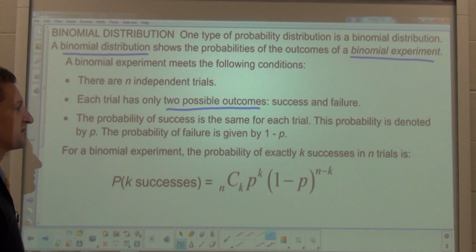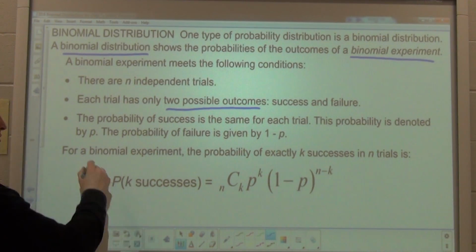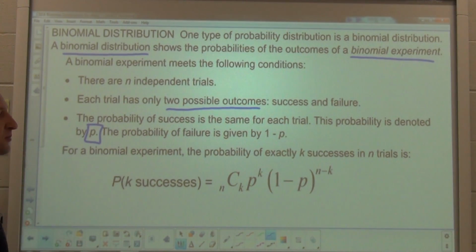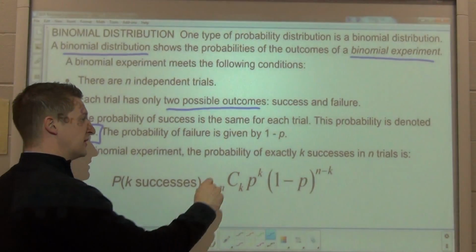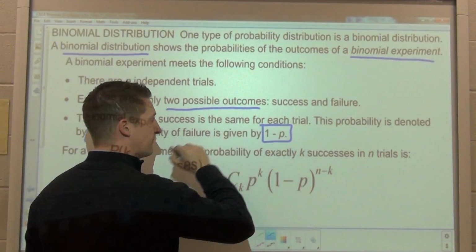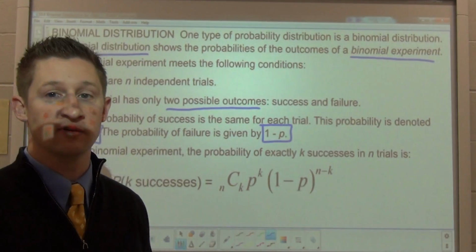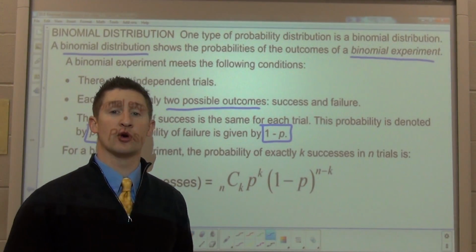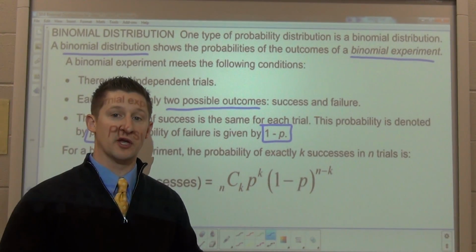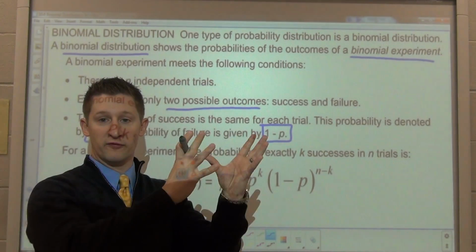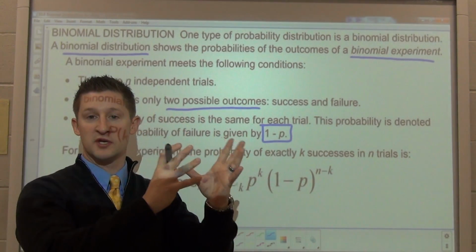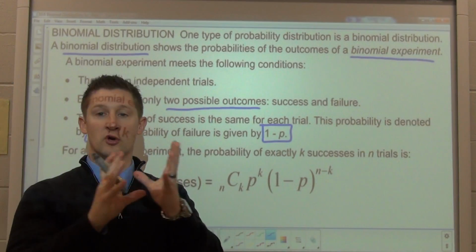Now, the probability of success is the same for each trial. This probability is denoted by p, and then the probability of failure would be the complement to that, which would be 1 minus p. So those probabilities would have to add up to 1. They're complements of each other, again, because there is no 3rd or 4th option. There's just the 2 things. There's either success or failure. There's either heads or tails. You either get the right number or you don't.